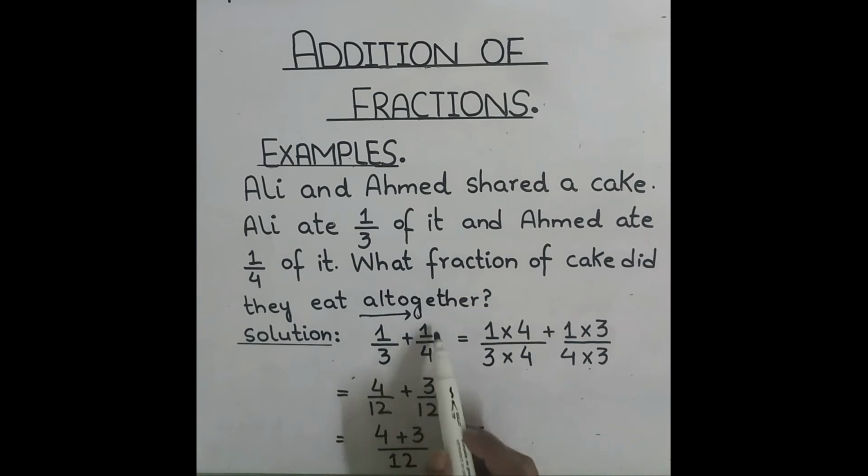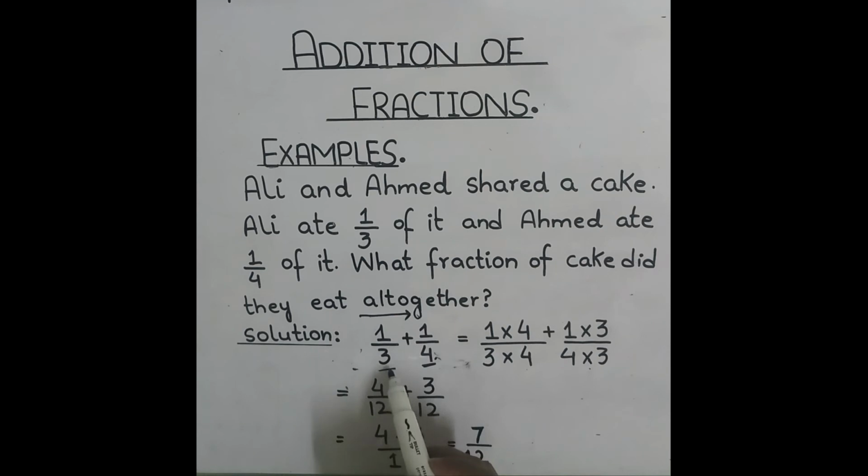1 over 3 plus 1 over 4. According to rule number 1, denominators should be same. And if they are not same, we have to make it same by suitable multiplication. But there exists no number whose multiplication with this 3 gives us 4. And also there is no number whose multiplication with this 4 gives us 3. Okay? So what we will do is we will take different numbers to make the denominators common.